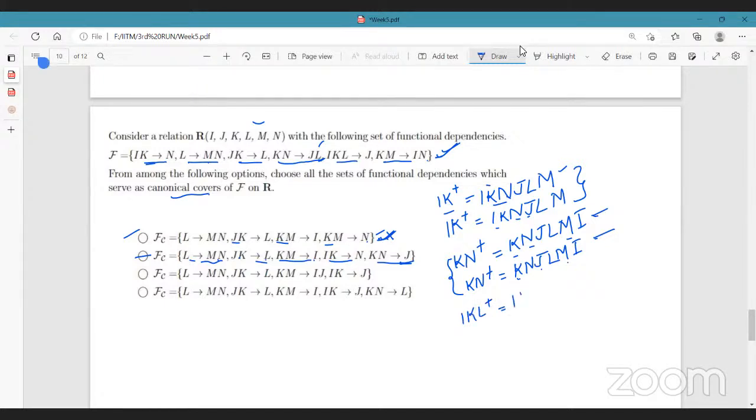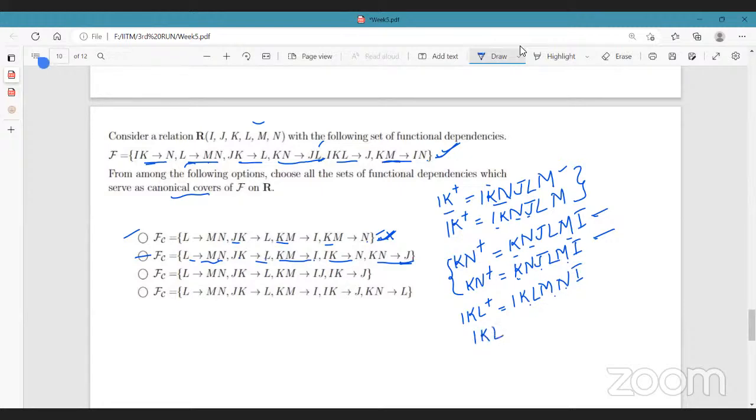Okay, so now let us check for the closure of IKL. So IKL will determine itself. Then L determines MN. So we will have MN. Then KM determines IN. So KM, N we already have, we get I.